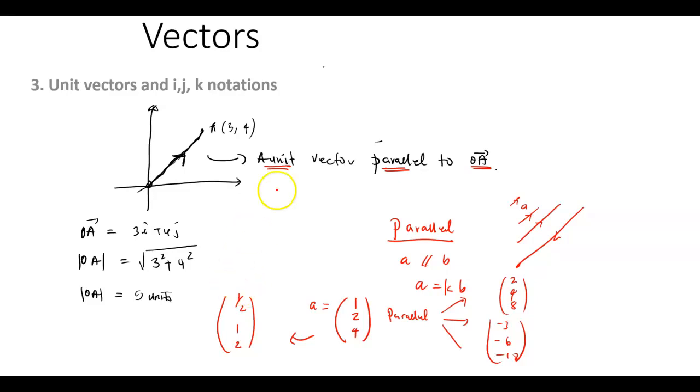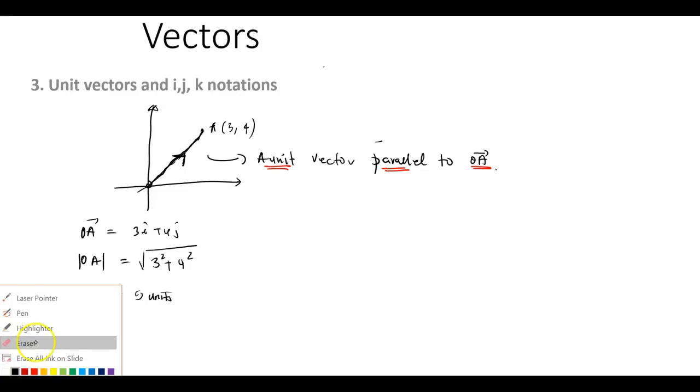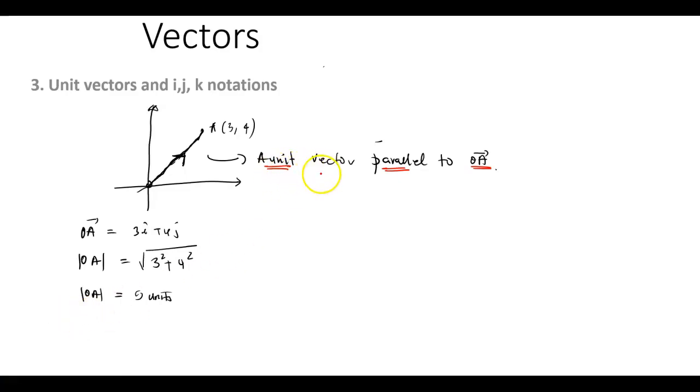So that means over here we need a vector that has a size of 1. It should be a multiple of OA, but should have a size of 1 unit. Now that means we come on this vector and take out only 1 unit. But we know this vector is 5 units. That means out of the 5 units, we are taking only 1 unit. So we are dividing this vector by 5, taking 1/5 of OA. So the unity vector parallel to OA is 1/5 of OA, which is 3i plus 4j. So that will be the unity vector.